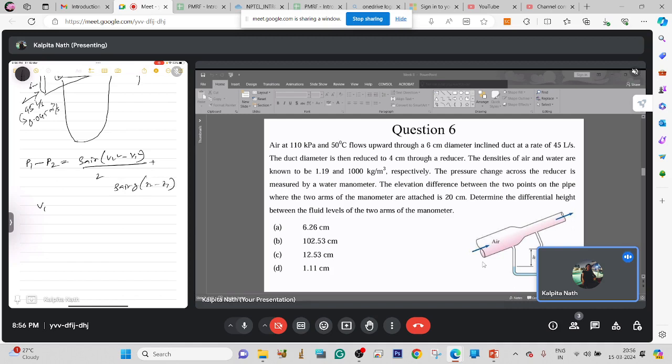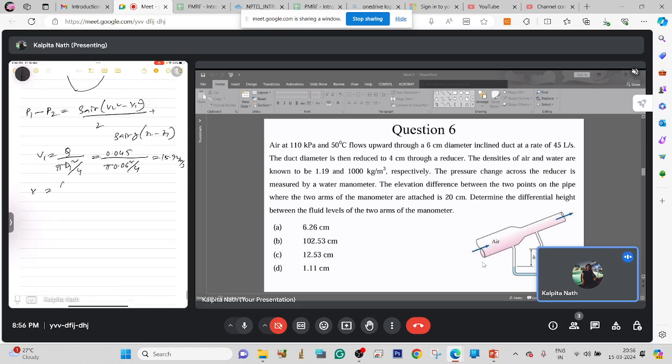So V1 is equal to Q by pi D1 square by 4, which is equal to 0.045 over pi times 0.06 square by 4, which is equal to 15.92 meter per second. And similarly, V2 is equal to Q by pi D2 square by 4, which is equal to 0.045 over pi times 0.04 square by 4. So this is 35.81 meter per second.